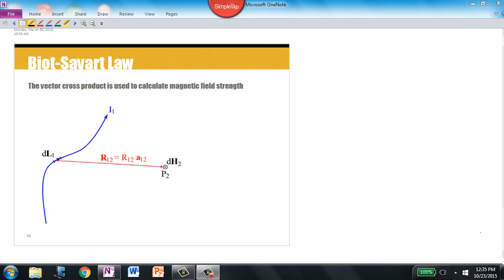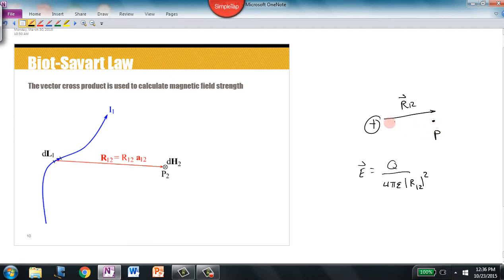In the video content on electrostatics, we used Coulomb's law to determine the electric field strength at any point from a charge to a point in space P. So if we've got a vector pointing from a charge to a point P, the electric field vector was the magnitude of the charge divided by 4 pi epsilon, magnitude of R12 squared, and then that points in the direction of the vector pointing from the charge to the point in space.